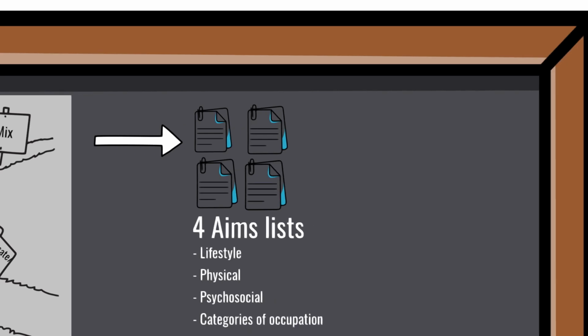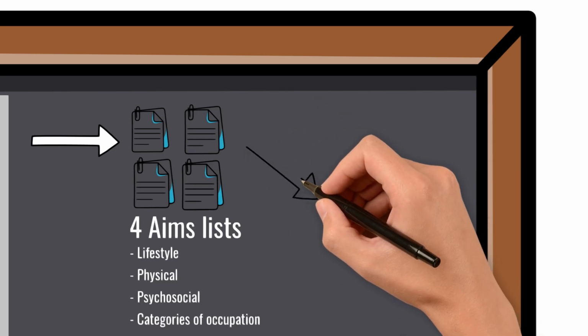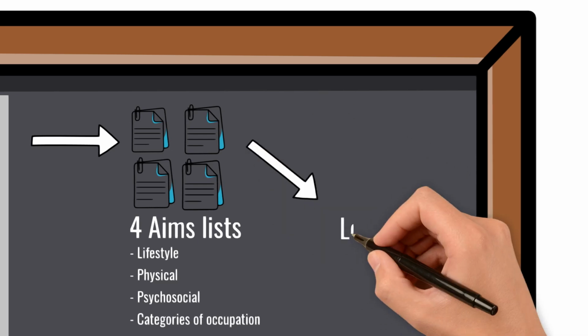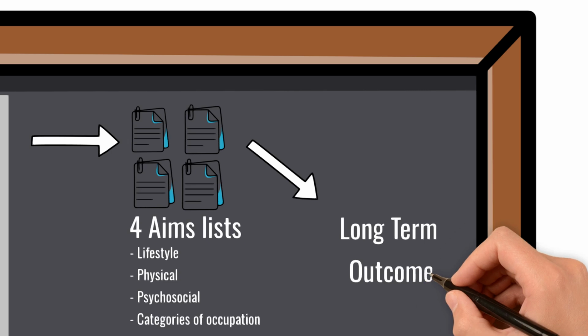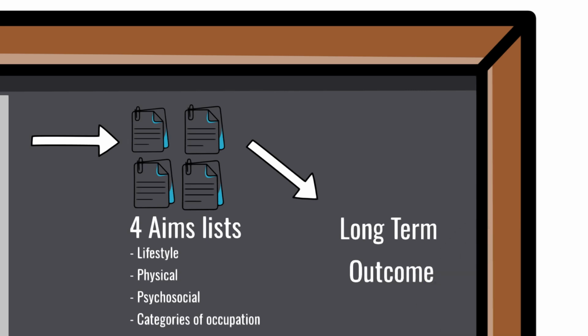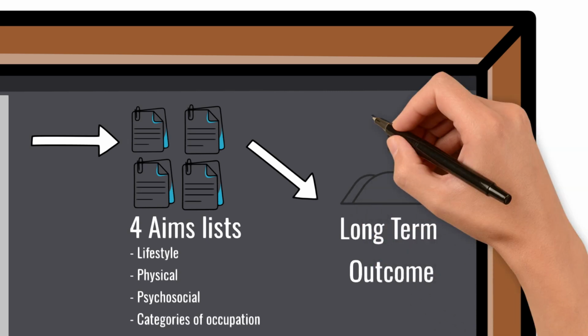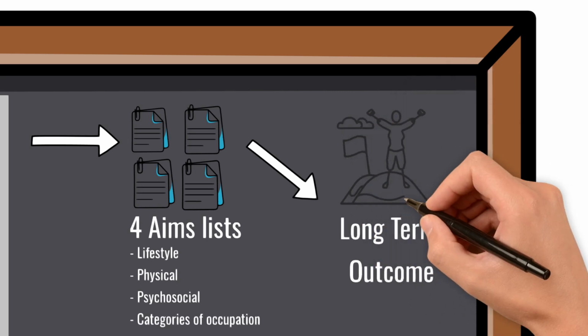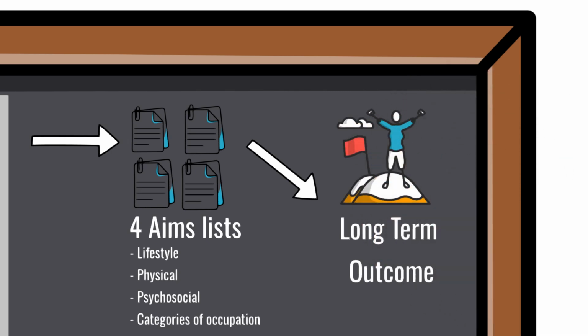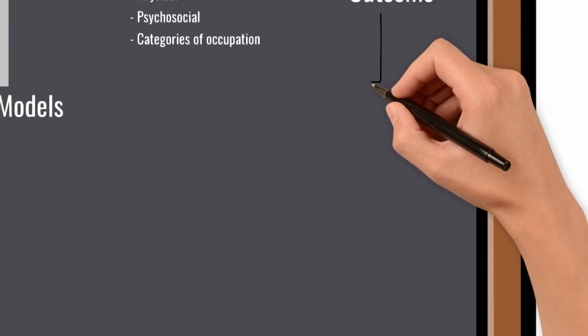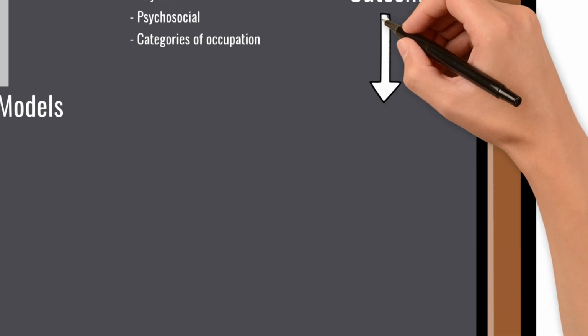Once we have the four aims lists, in order to prioritize these aims lists, it's important to go back and look at what the client's goals are. What is firstly their long-term outcome? This is a paragraph which summarizes a realistic view of how the client will be in one year's time, listing all of their categories of occupation that are relevant to them. So all of their ADLs, IADLs, and other categories of occupation that the client should achieve in a year's time.